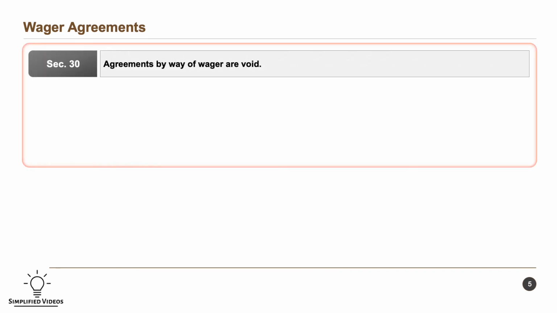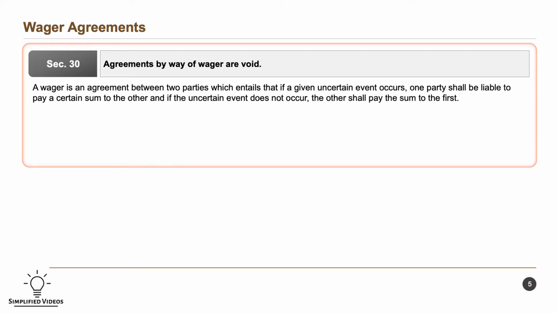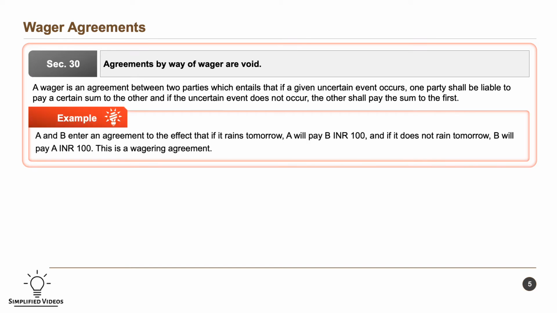Section 30: agreements by way of wager are void. A wager is an agreement between two parties which entails that if a given uncertain event occurs, one party shall be liable to pay a certain sum to the other, and if the uncertain event does not occur, the other shall pay the sum to the first. For example, A and B enter an agreement to the effect that if it rains tomorrow, A will pay B rupees 100, and if it does not rain tomorrow, B will pay rupees 100 to A. This is a wagering agreement.